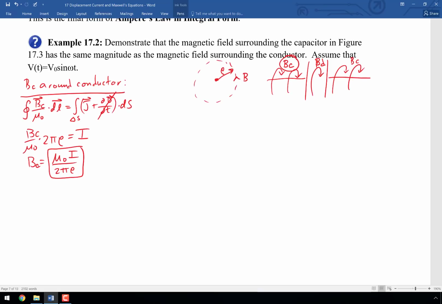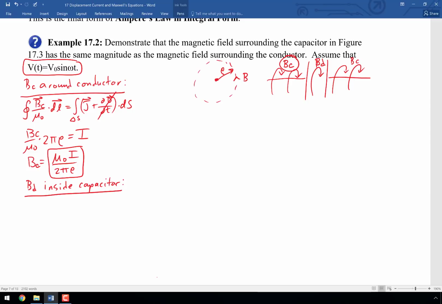Now, we're given V of t here. V of t is equal to V sub 0 sine of omega t. If I wanted to figure out how much current is flowing, I could use that voltage to do so. Now let's look at the inside. Let me be consistent here: this is going to be B sub D inside the capacitor.